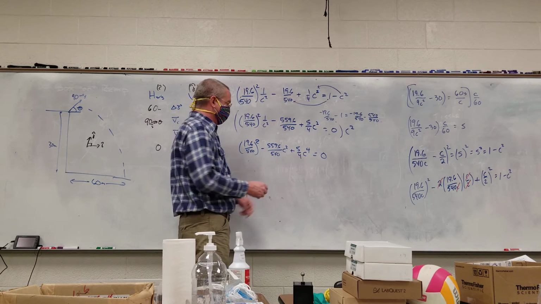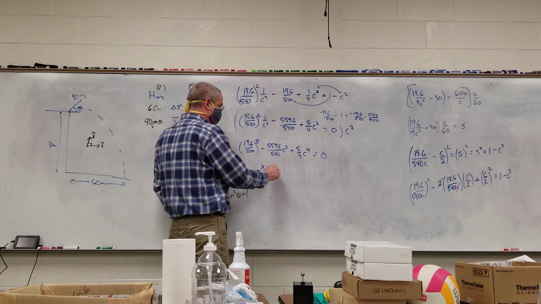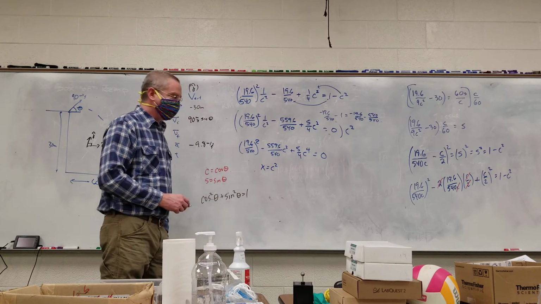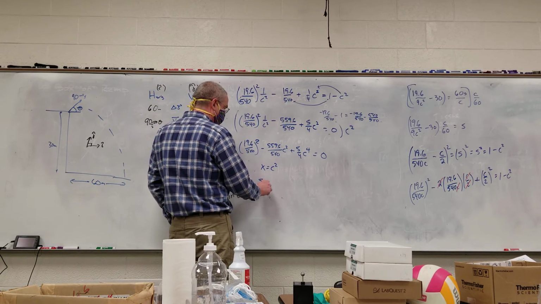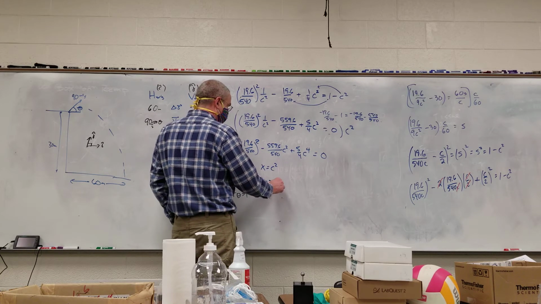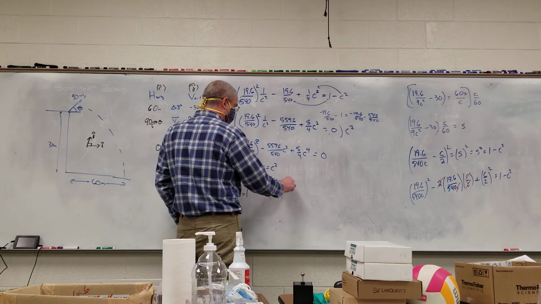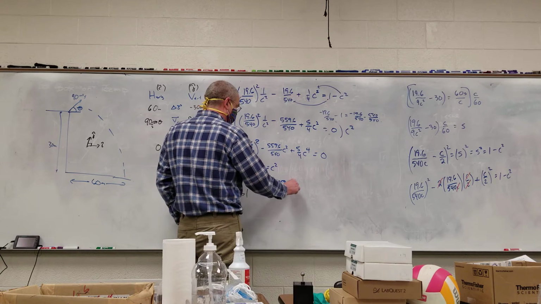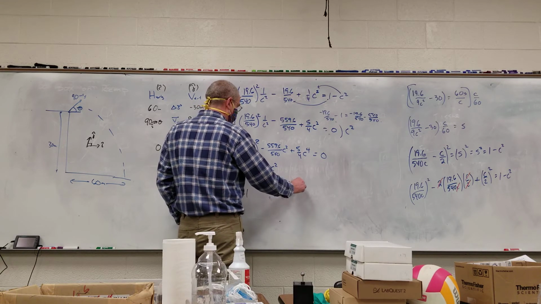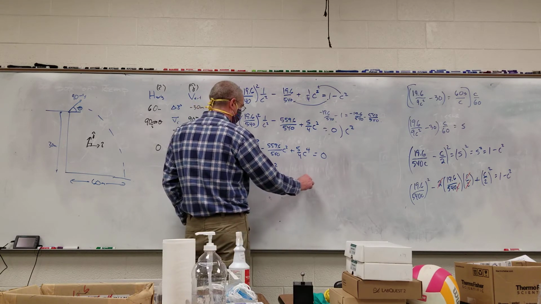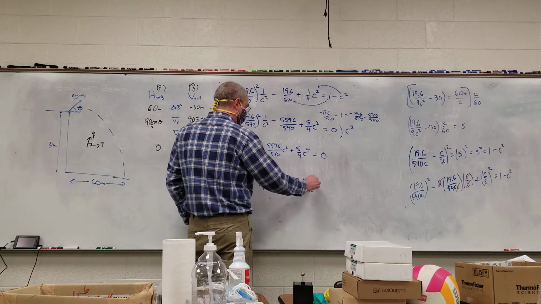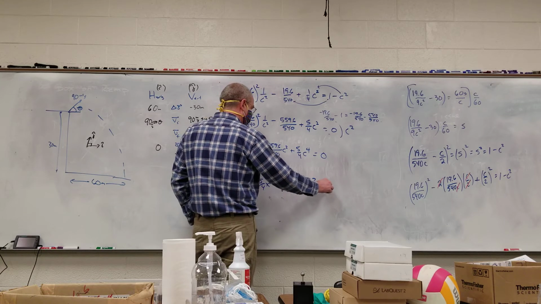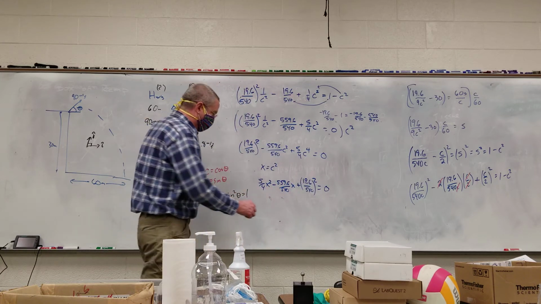Let's make a substitution of x is equal to c squared. So this becomes, and I'm going to change the order around, 5/4 x squared minus 559.6 over 540 x plus this 19.6 over 540 squared equals 0. Now I solve for x.